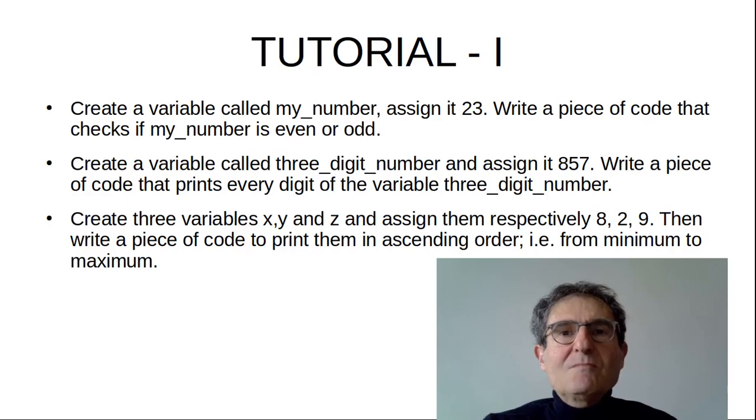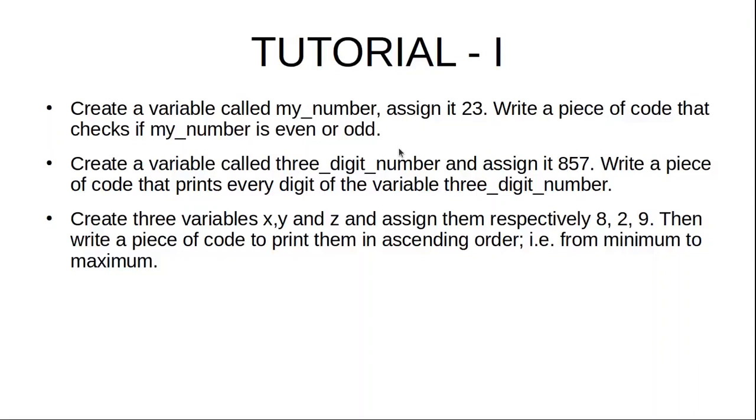In the second question we will create a variable called 3-digit number and assign it 857. Then write a piece of code that prints every digit of the variable 3-digit number. In the last question, we will create 3 variables x, y, and z, assign them respectively 8, 2, and 9. Then write a piece of code to print them in ascending order. That's from minimum to maximum.